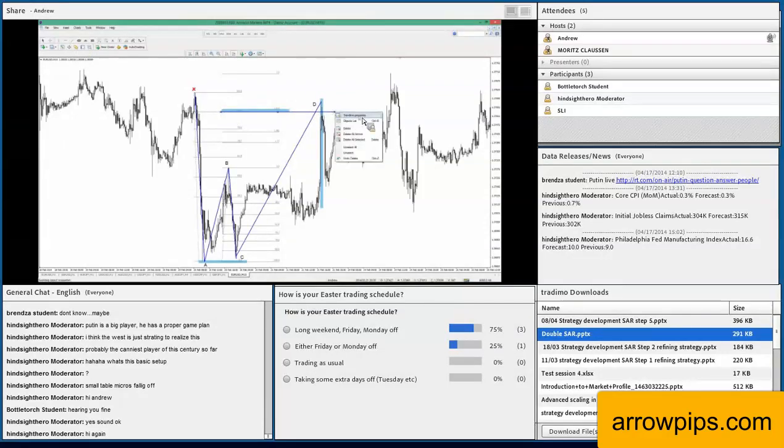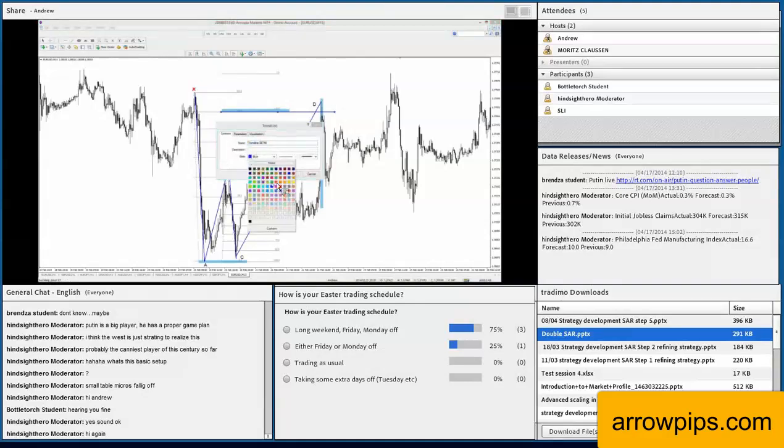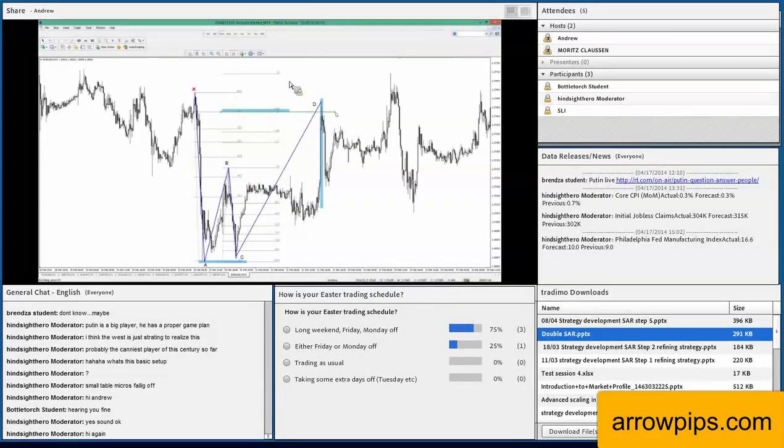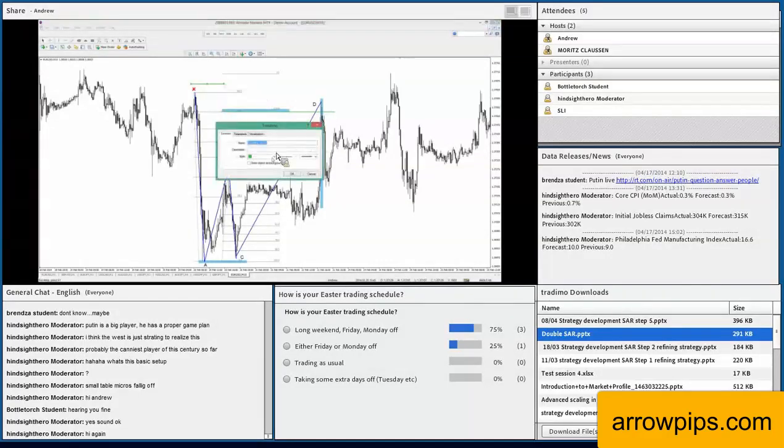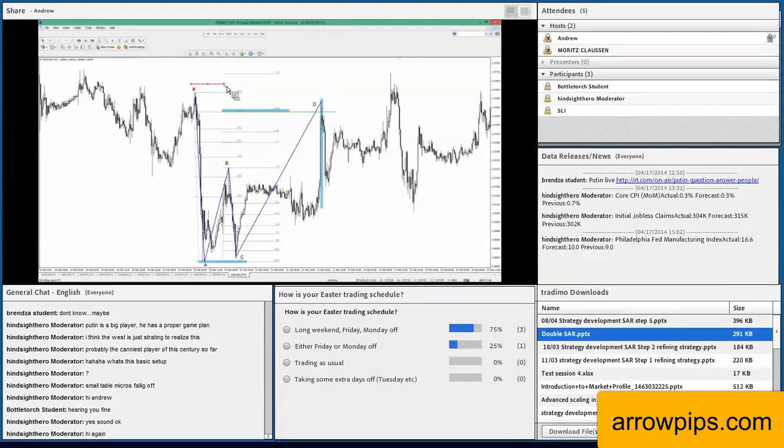Okay, that would be my entry. Stop loss, we go above point X in this case because it's a sell, obviously. And in terms of taking profits, once I have this point that we've got some sort of rejection up here, then very simply I would draw a fib from point A up to point D.